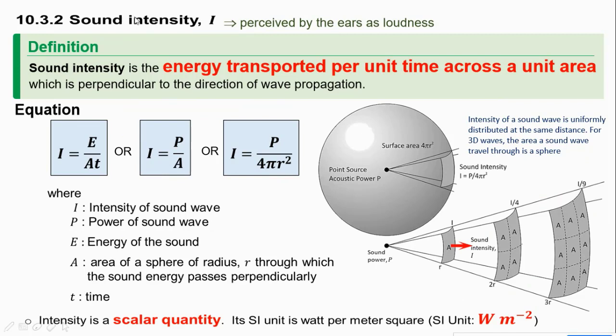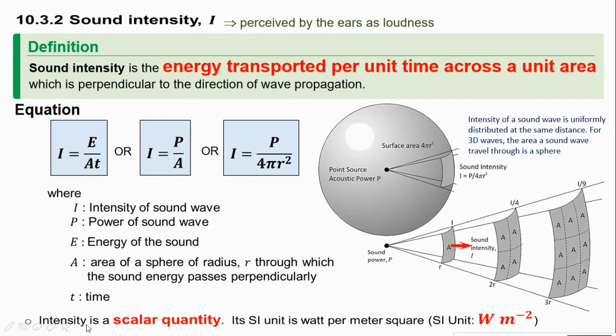Next, for the sound intensity, with the symbol capital I, is actually perceived by the ears as the loudness. The definition of sound intensity is the energy transported per unit time across a unit area which is perpendicular to the direction of wave propagation. So we have 3 equations here. Basically, we have intensity equal to the power over area, where power is defined as the energy per time, and also we have area equal to 4 pi r squared.